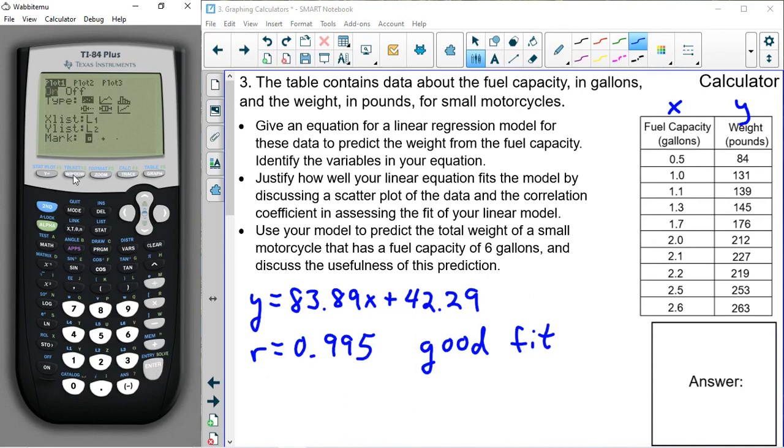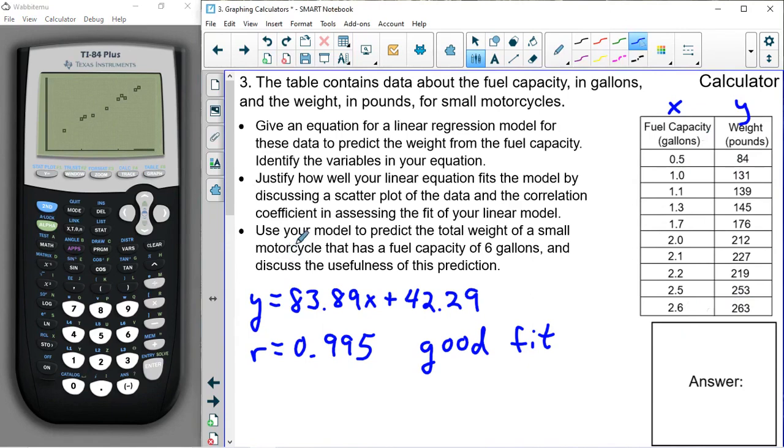But before we do that, we need to hit window to make sure we can actually see it. So our X values were between like 0.5 and 2.6. So I'm going to make the X minimum 0 and the X maximum, I don't know, maybe 3. And then the Y minimum, let's see, the Y values went from 84 up to 263. I'm going to make our Y min 0 though, and our Y max 300. You don't have to use those exact numbers, but those are the ones I'm using. Then we're going to hit graph, and we can see a scatter plot. And we can actually see, yeah, this is pretty much making a line. So a linear model would be pretty accurate or a good predictor for this table of values.